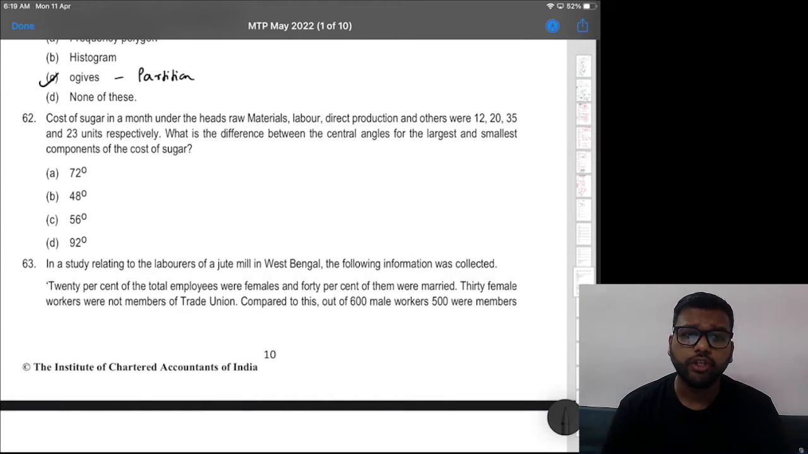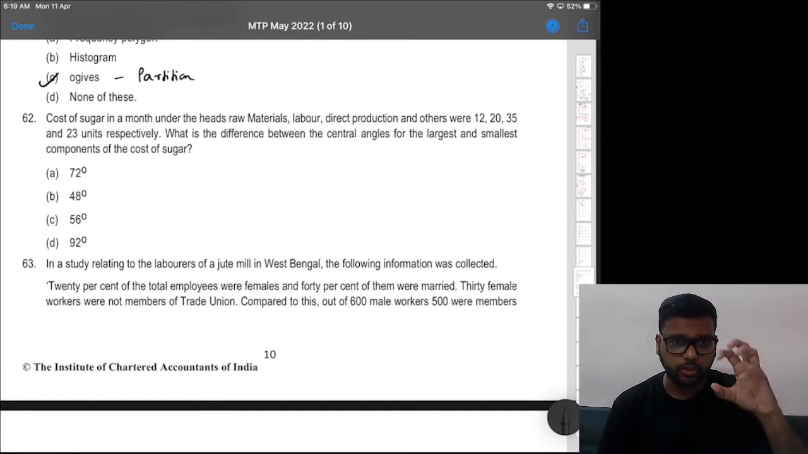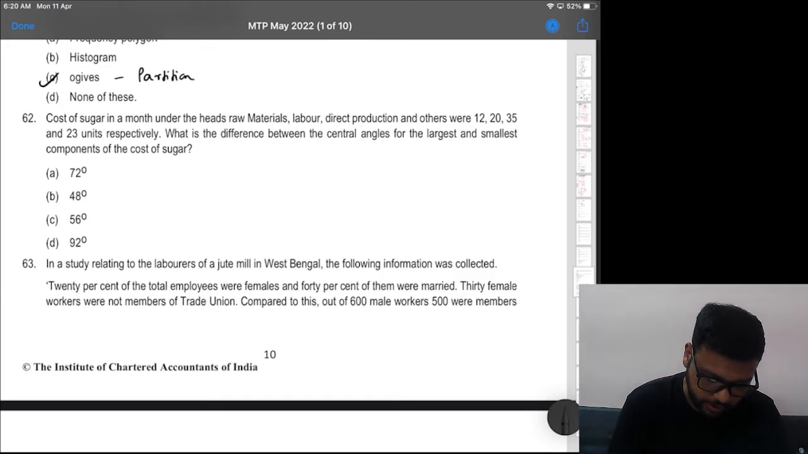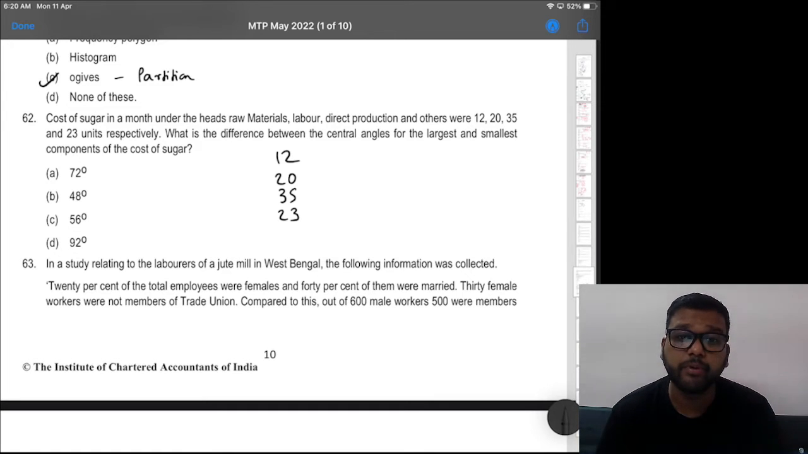62. Cost of sugar in a month under the heads raw material, labor, direct production and others were 12, 20, 35 and 23 units respectively. So in cost of sugar, raw material is 12, labor is 20, direct production is 35 and other is 23. What is the difference between central angles for largest and smallest components of cost of sugar? Central angles means this is a question on pie chart.